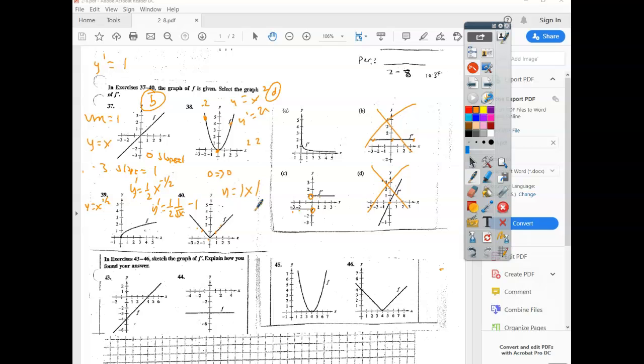All right, I have 43, 44, 45, and 46 for you to do. Have at it.